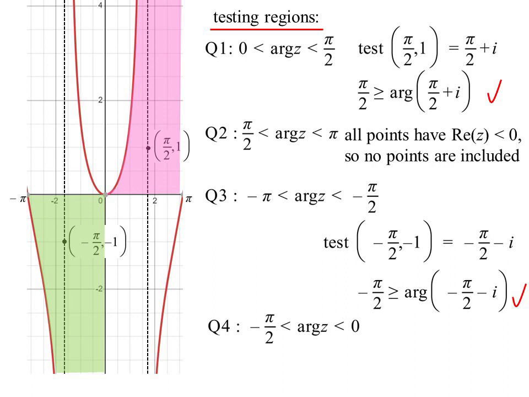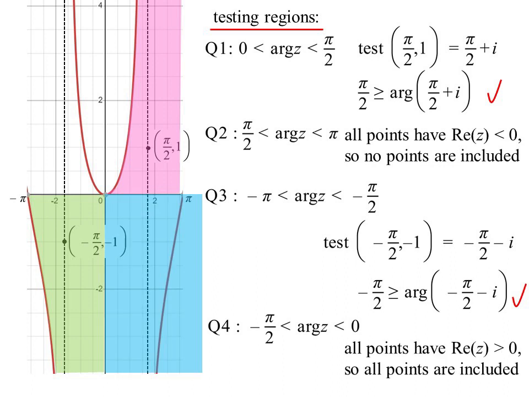Minus pi on 2 is less than the argument, which is less than 0. Similar to what happened in quadrant 2. Over here in quadrant 4, every real number is positive. And the argument of everything over there is negative. So yeah, every point is included this time. Okay, we've got a picture.